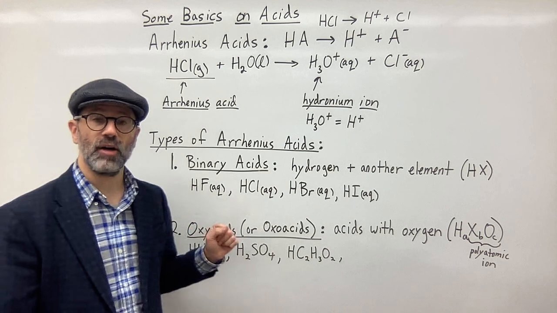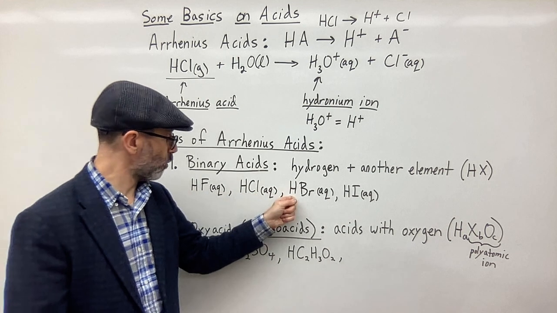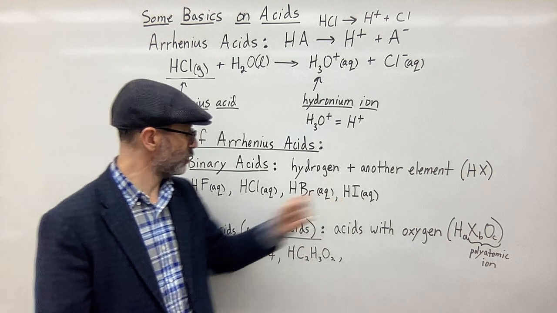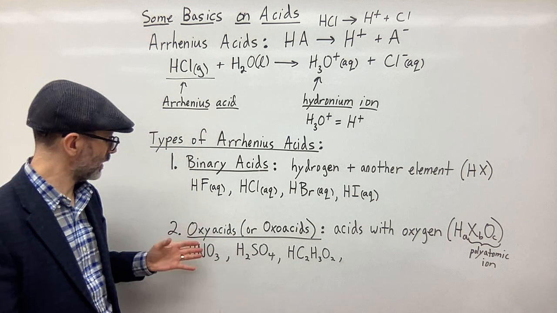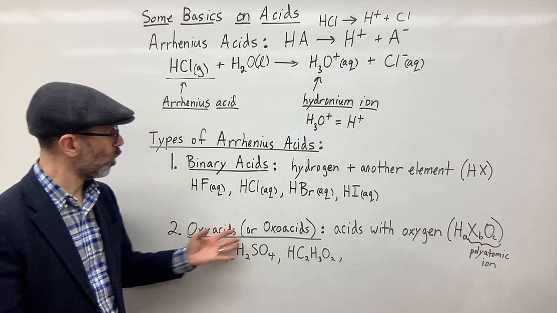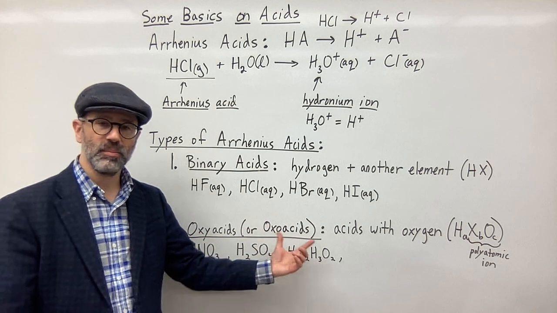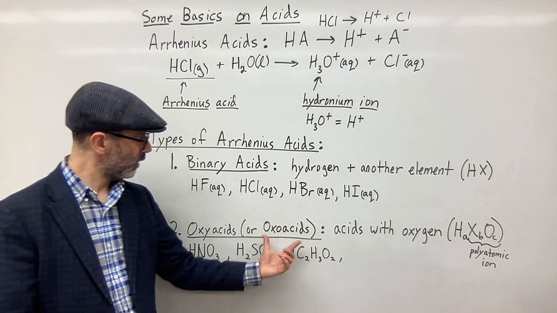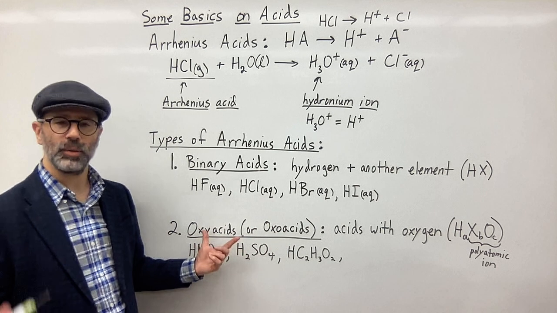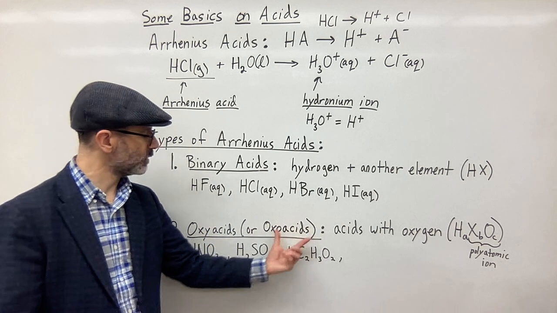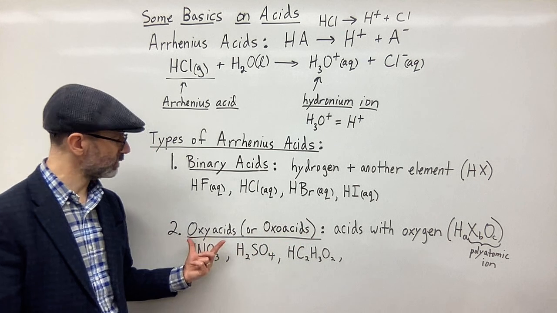These are examples of binary acids. Notice they only have two elements, and of course the first element is hydrogen. Now, the second type of Arrhenius acid is oxyacids, or what is also called oxoacids. I don't think this is as common. Oxyacids, I think, are more common, but I could be wrong. But oxoacids is also used. So you might see oxoacids, you might see oxyacids.